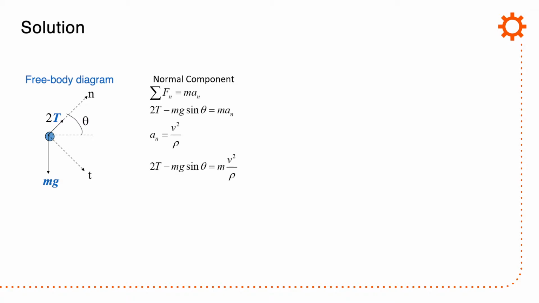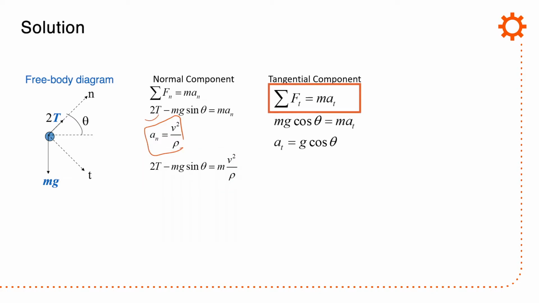So if I look at my free body diagram, I can write first of all the normal component. Sum of forces normal equals mass times acceleration normal: twice tension minus mg sine theta equals mass times acceleration. And the reason why I'm using twice tension is that I have two ropes. Acceleration normal I've already defined, and you're probably used to this now, v squared over rho. So I have 2T minus mg sine theta equals mass times v squared over rho. I have the tangential component, which is mass times acceleration tangential, mg cos theta. And I've got acceleration tangential then, which is equal to g cos theta.